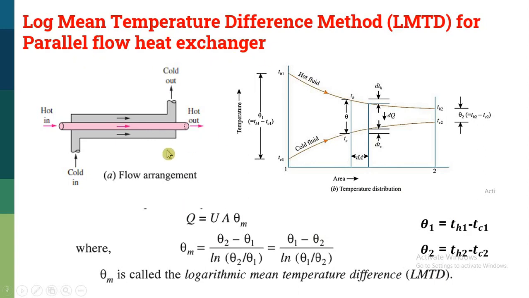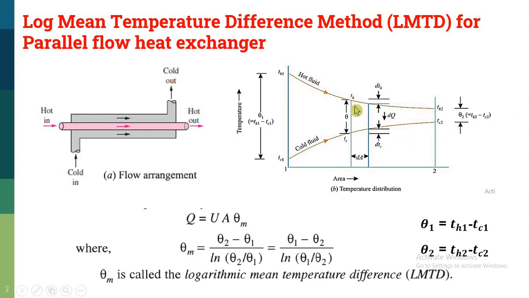In the introduction part we discussed that in case of a parallel flow heat exchanger, both hot as well as cold fluid move in the same direction. So here you can see the direction of the arrows, both are moving in the same direction. Initially theta 1 is nothing but the difference between the inlet temperature of the hot fluid and the inlet temperature of the cold fluid, that is TH1 minus TC1. At outlet condition, theta 2 is TH2 minus TC2, that is the difference between the outlet temperature of the hot fluid and the outlet temperature of the cold fluid.